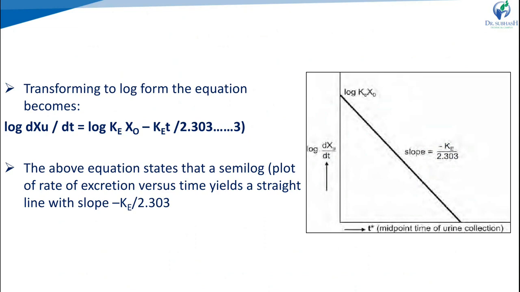We have to plot the graph of log dXu/dt versus the midpoint time of the urine collection. We can get the slope, and from the slope we can find out the Ke value. That is our urinary excretion data. An advantage of the excretion rate method is that for a drug having a long half-life, urine may be collected for only 3 to 4 half-lives. There is no need to collect all the urine samples to get the straight line. Only 3 to 4 half-lives of urine samples we have to collect, plot the graph, and find out the elimination rate constant.